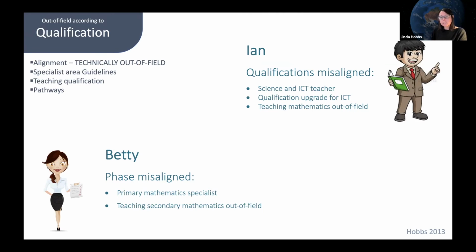qualification. Then we have Betty, who is a phase misaligned teacher who's a primary maths specialist teaching year 7 maths. So that's the first year of secondary school, who felt teaching at the secondary level out of field because of the need for a completely different pedagogical approach. So there are pathways for both of these teachers, upgrades, professional learning, for example.